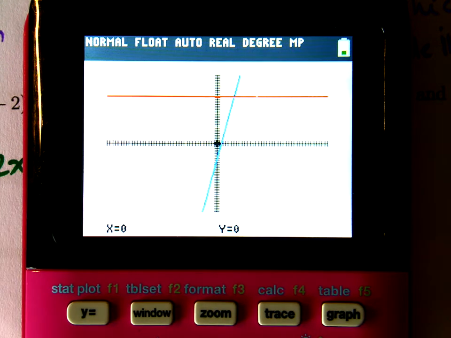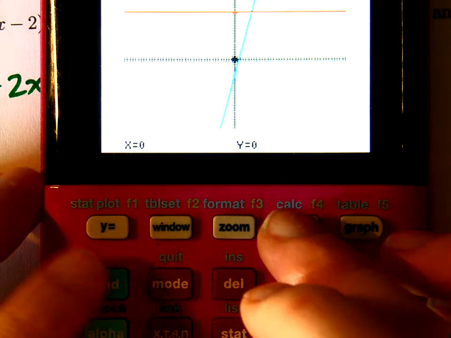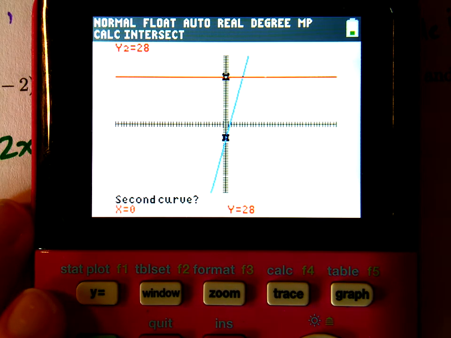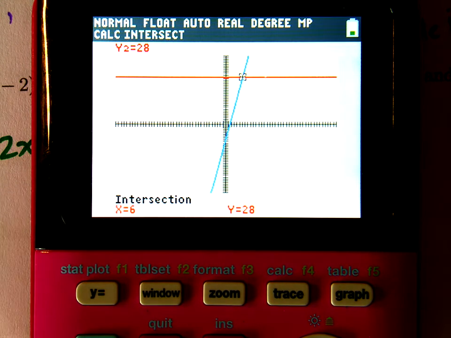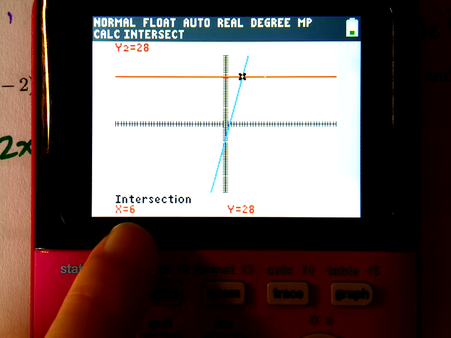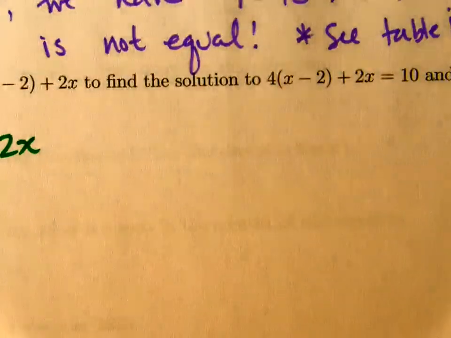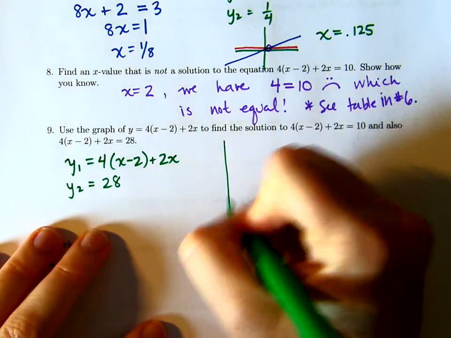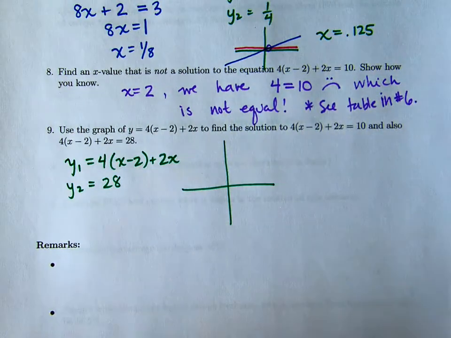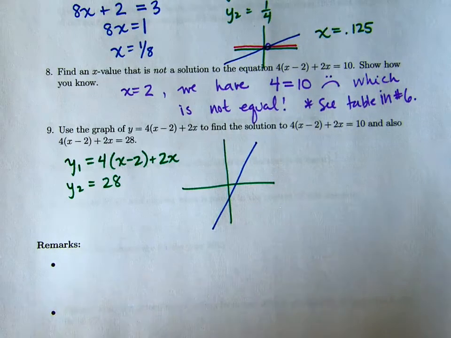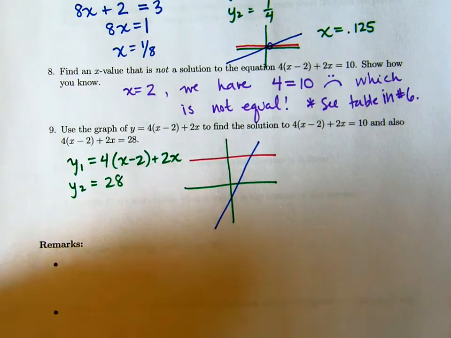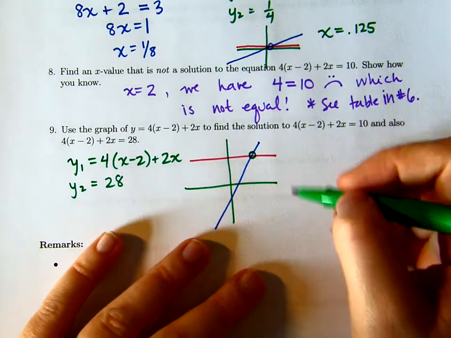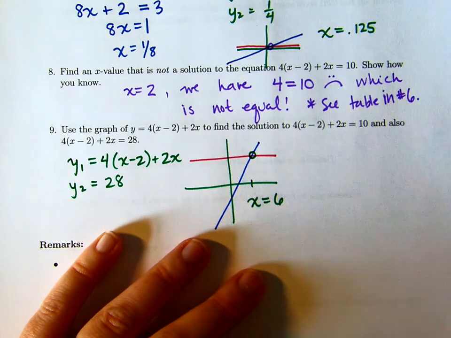All right, now we can find the intersection. So, second, calculate the intersection point. First curve is blue, second curve is red, and voila, it has found our solution, x equals 6. Okay, so similarly, this intersection point right here is at x equals 6.